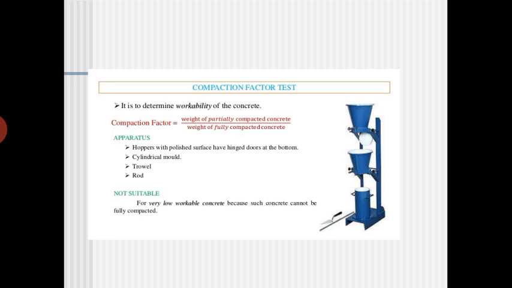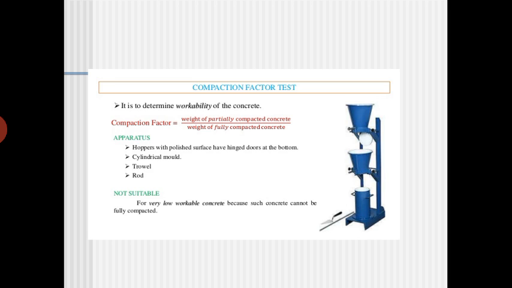So then the next test is the compaction factor test. Of course, it is used to determine the workability of the concrete. And in this experiment, we are finding out the compaction factor. That compaction factor is nothing but the weight of the partially compacted concrete to the fully compacted concrete. So in this experiment, two conditions are very important. First, partially compacted means normally we can call it self compaction.